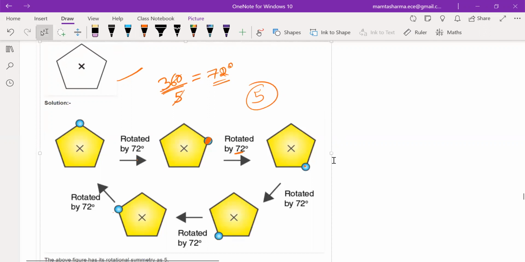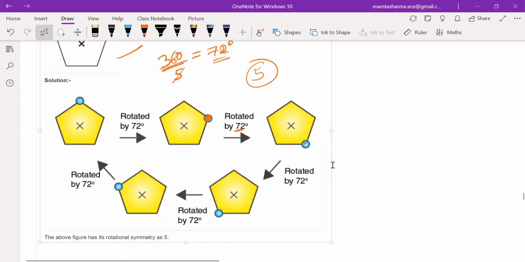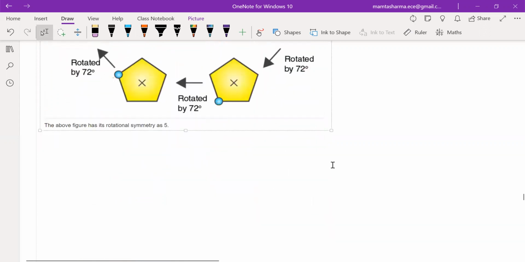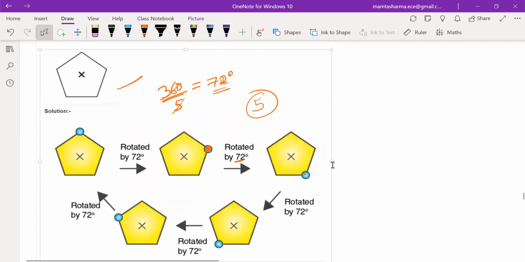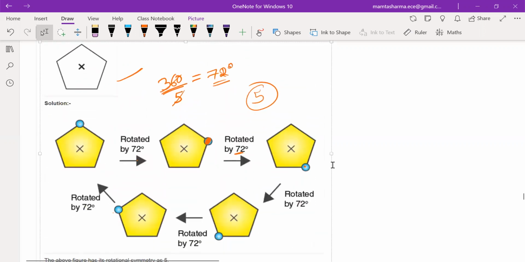Ritvik Nimala, clear? If instead of a pentagon, I give you a hexagon, then what would be the order of symmetry and the angle of rotation? Tell me.